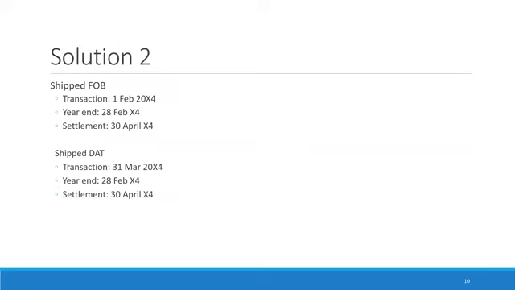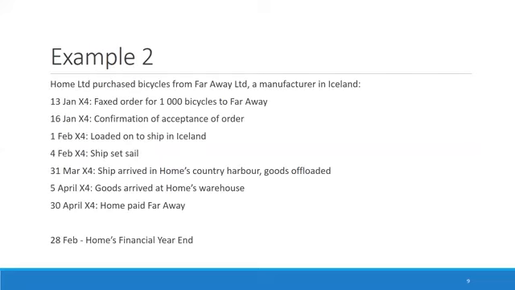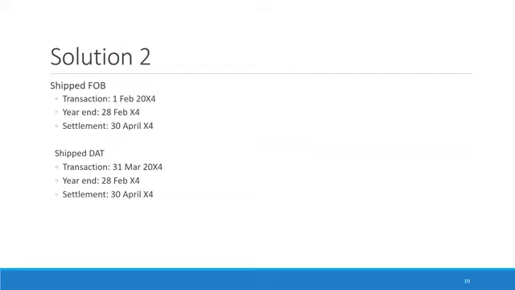We then need to look at two different shipping terms in terms of this question. So where the item has been shipped FOB, so free on board, that then means on the 1st of February X4, once those goods are loaded onto the ship in Iceland, we then have our transaction date. Okay, so our transaction date, risks and rewards pass on the 1st of Feb 20X4. We have year end at the 28th of Feb X4, and then finally settlement on the 30th of April.